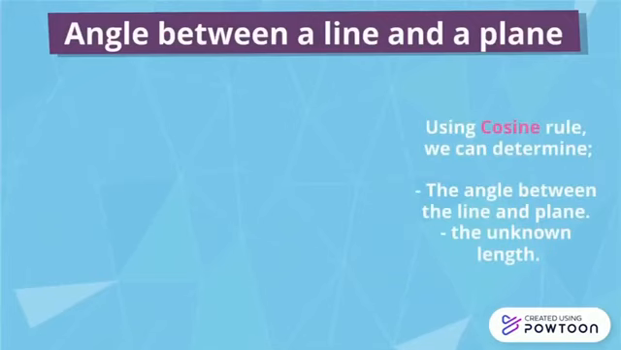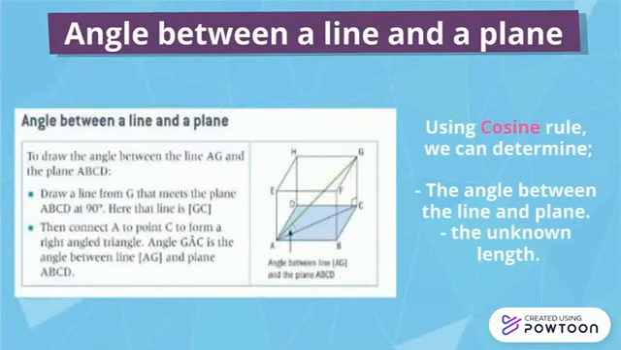Angle between a line and a plane. Using the cosine rule, we can determine the angle between the line and plane, or the unknown length. Here are examples of the angle between a line and a plane.